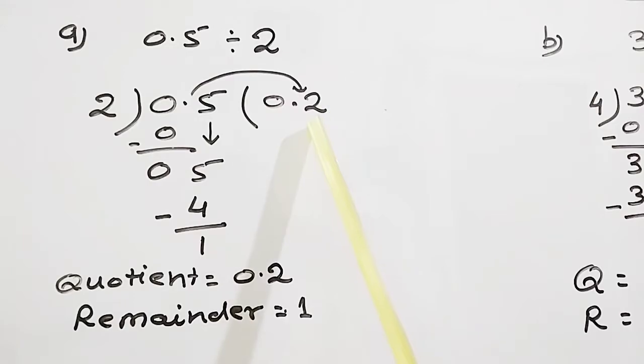2 when taken 2 times gives 4. Subtract 4 from 5, it is 1. So 0.2 is the quotient and 1 is the remainder. So this is the answer. Quotient is 0.2, remainder is 1.